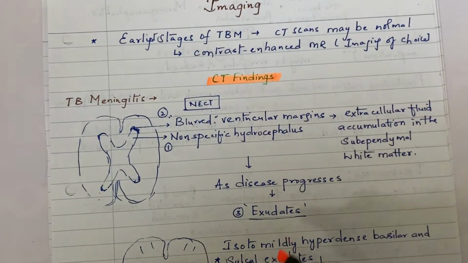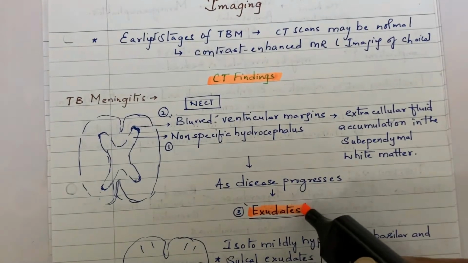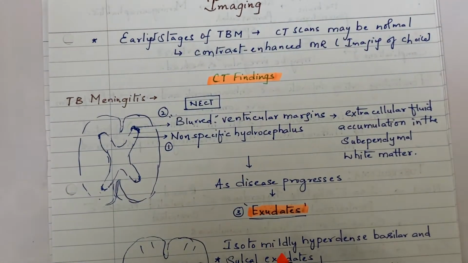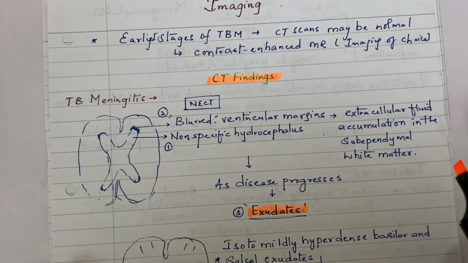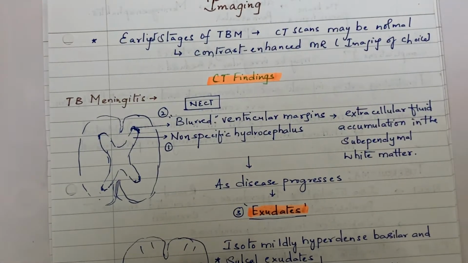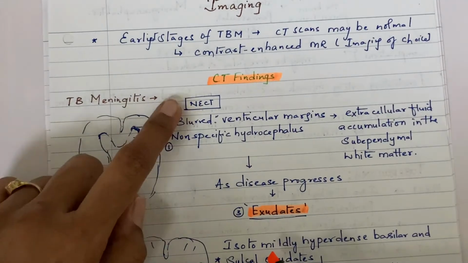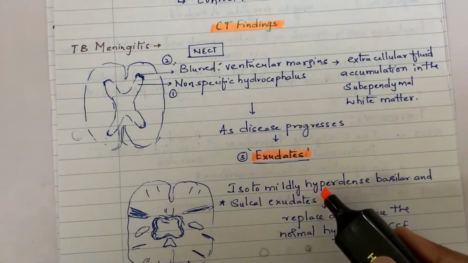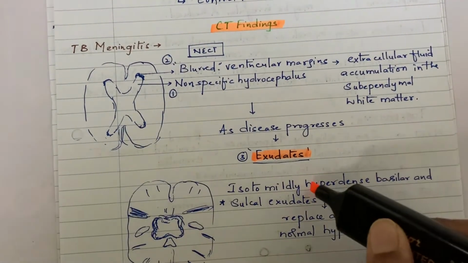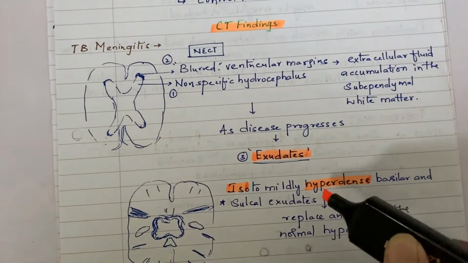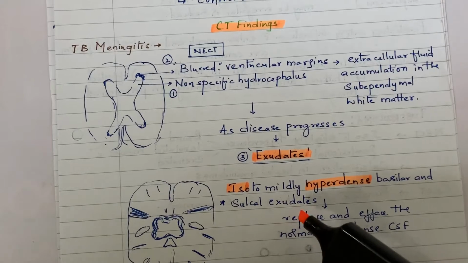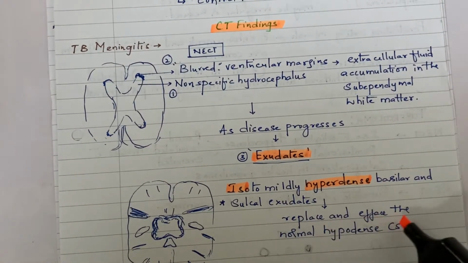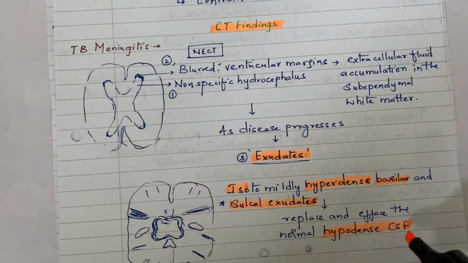Then as the disease progresses, we will see exudates. The most important is exudates. On non-contrast CT, how are these exudates? We know that the most common site for exudates is the basal cisterns. They will also be present along the sulci. So the most common is basal cisterns. Exudates on non-contrast CT appear iso to mildly hyperdense. They are iso-dense or hyperdense basilar sulcal exudates. They replace and efface the normal hypodense CSF.